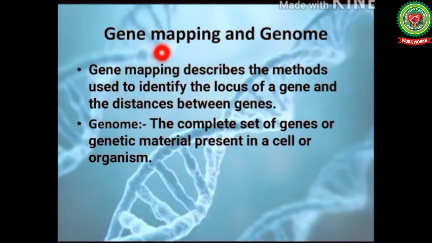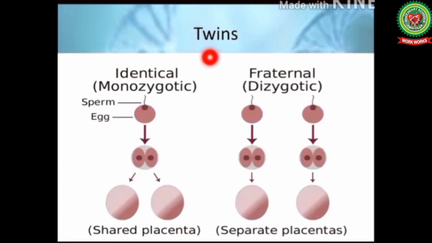Gene mapping and genome. Gene mapping describes the methods used to identify the locus of a gene and the distances between the genes. Here locus means loci, which means location. Genome. The complete set of genes or genetic material present in a cell or organism is called genome.